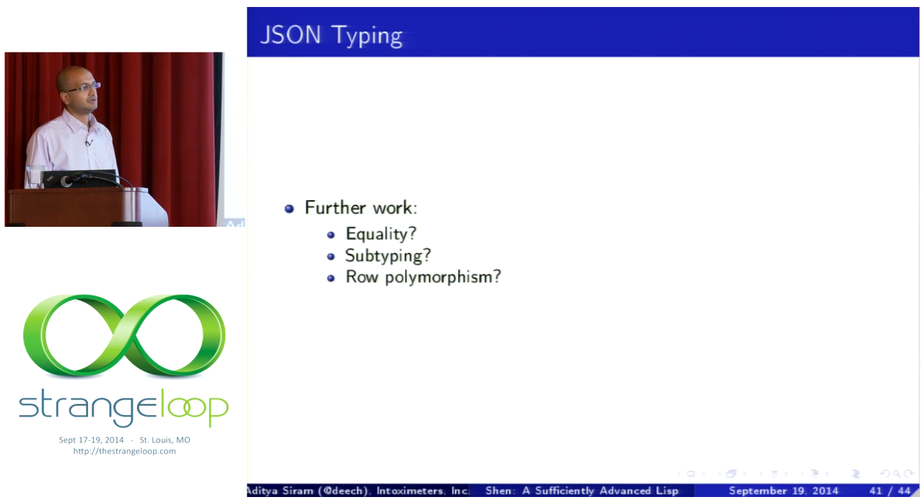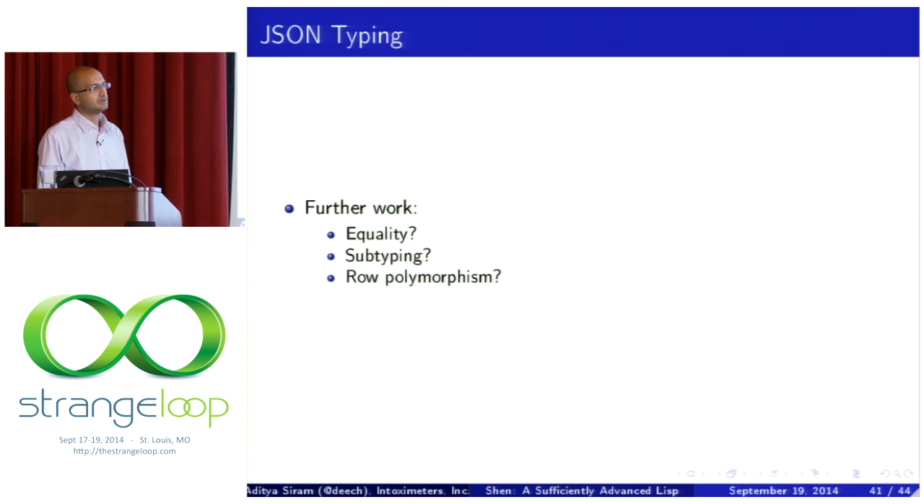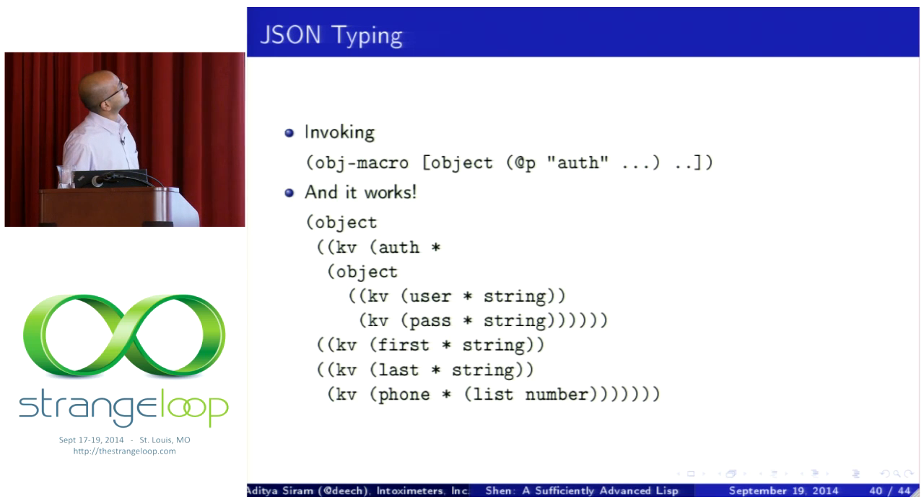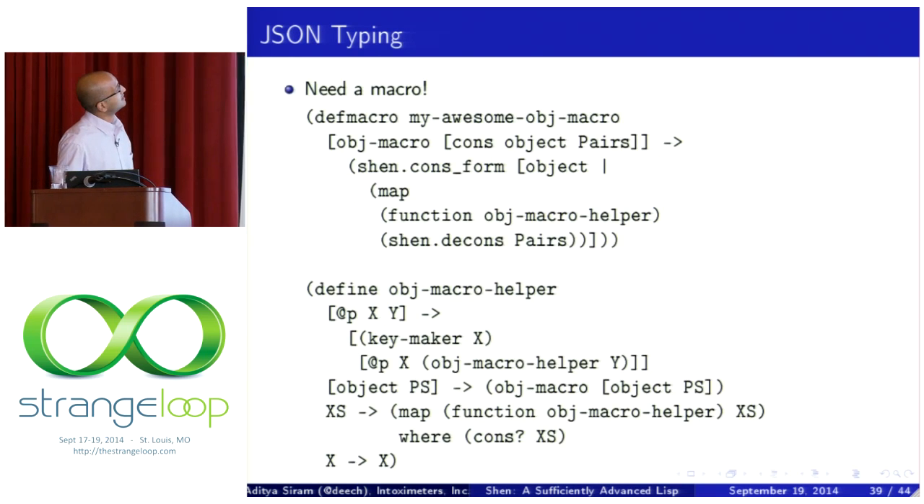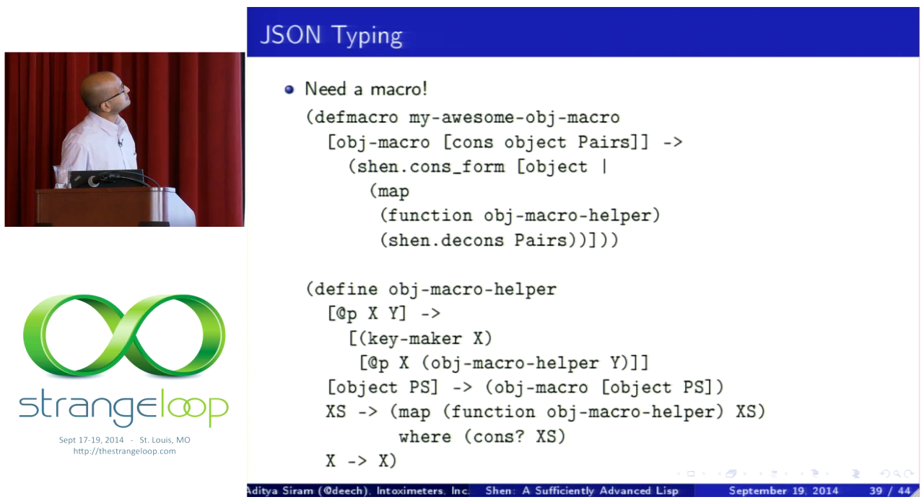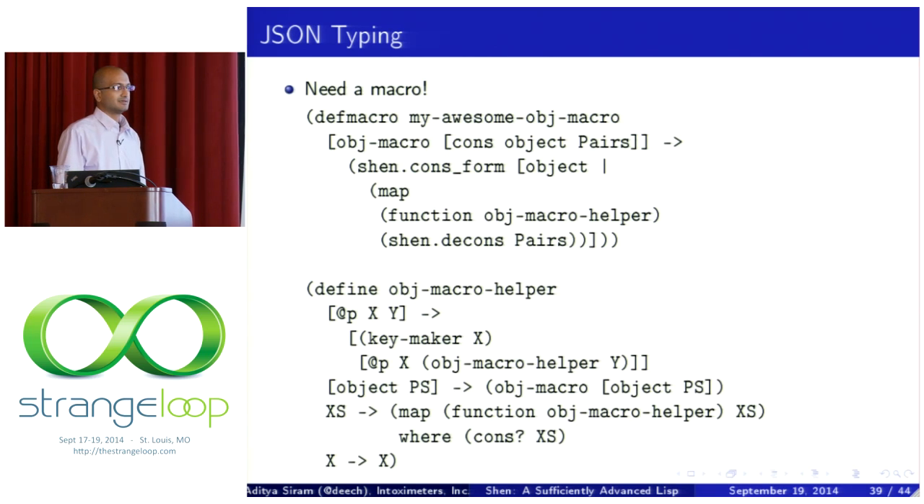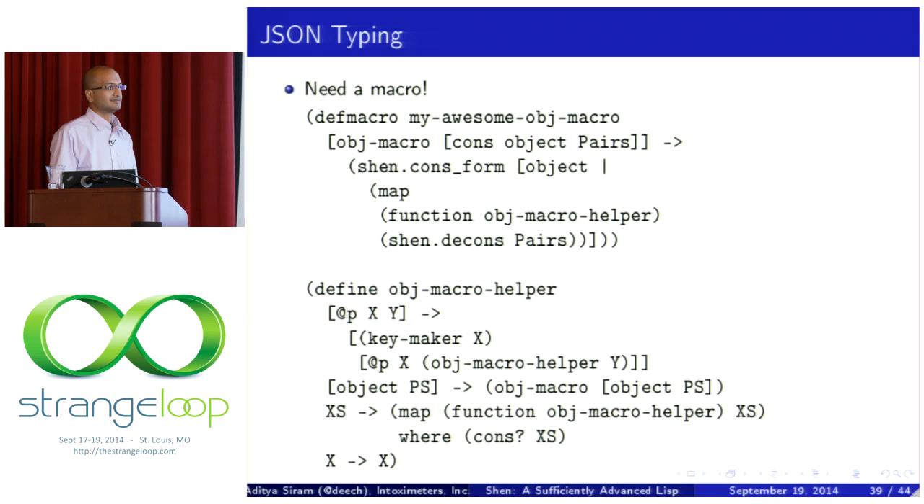Can you go back to your macros and show how you do or don't handle hygiene in your definition? How do you know what is a constant or what is a variable in const object pairs or in obj macro? What do you mean constant or variable? Shen's macros are non-hygienic, right? Yes, they are non-hygienic.